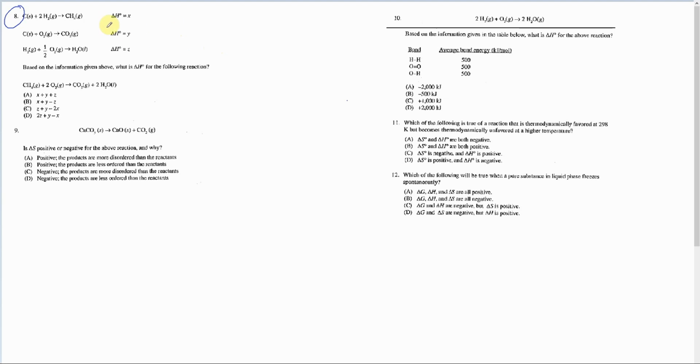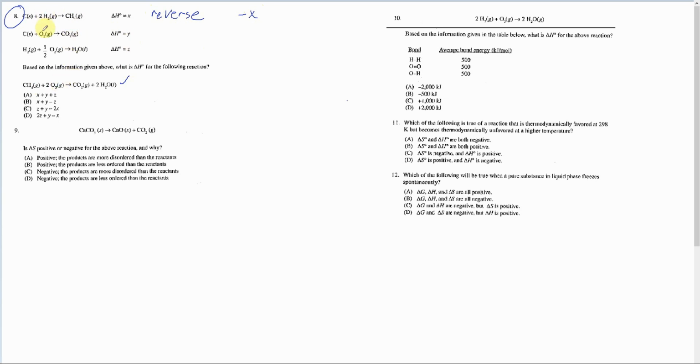Number 8 is a Hess's Law one. Again, they want us to take these 3 reactions and add them up to this one. So if I look for CH4, CH4 is in the very first reaction, but it's on the wrong side. So we're going to have to reverse reaction 1. I'm going to make a note to myself, reverse. And right away, we know that that's going to give us a negative X for delta H.